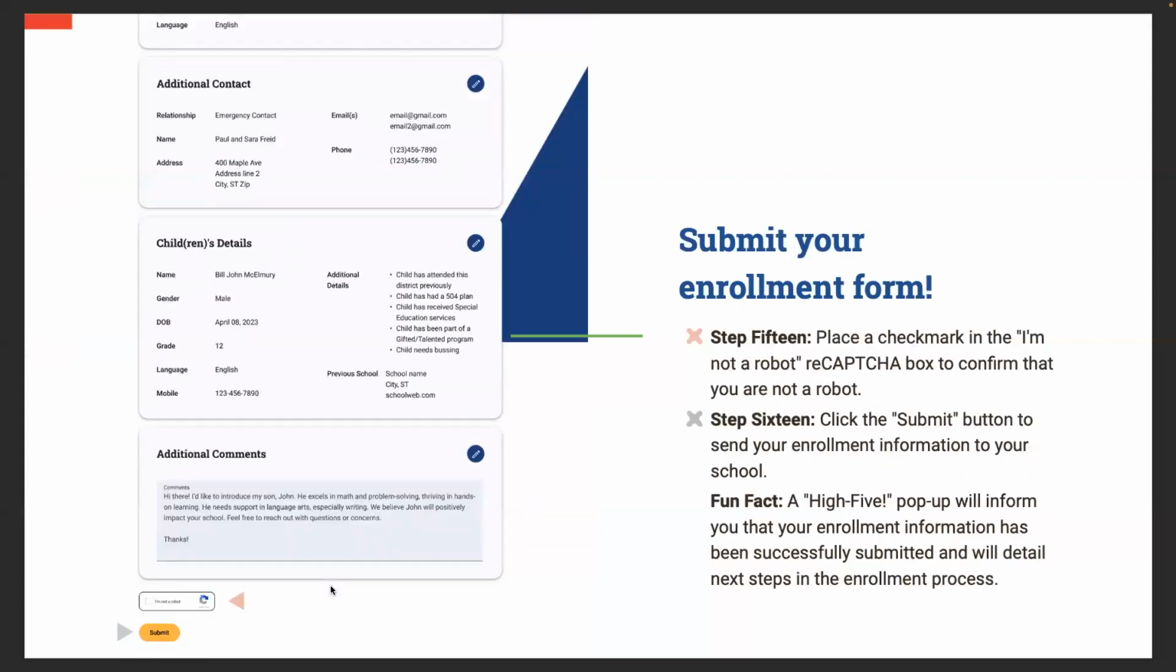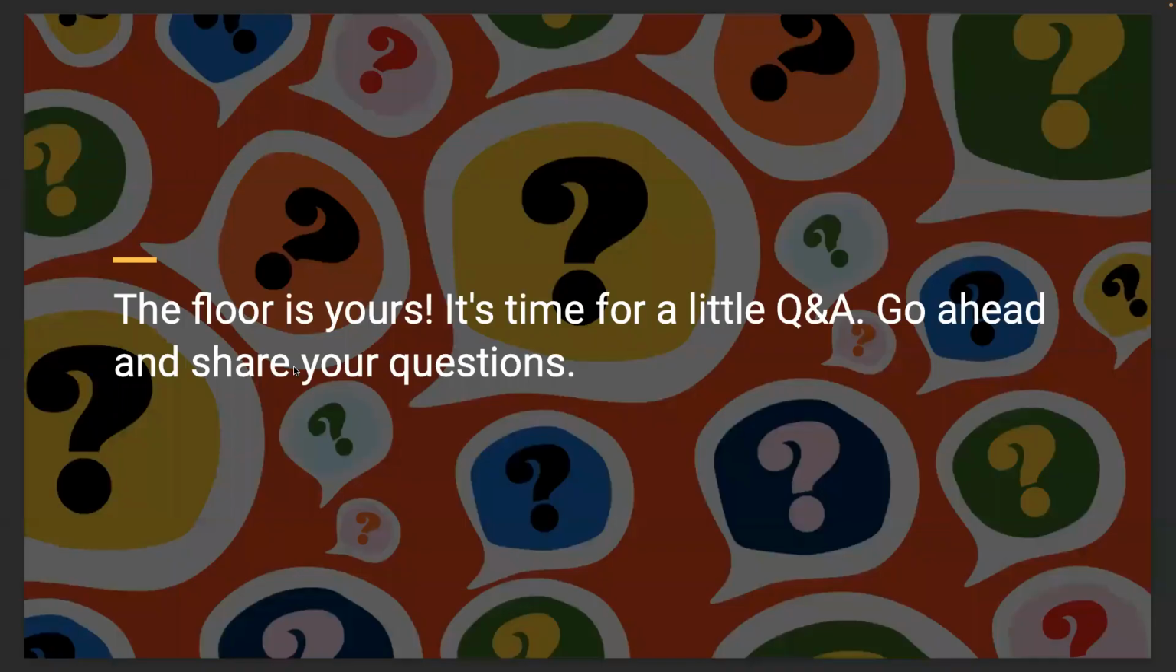Step 15, place a check mark in the I'm not a robot reCAPTCHA box to confirm that you're not a robot. Step 16, click the submit button to send your enrollment form to the school. And fun fact, a high five pop-up will inform you that your enrollment has been successfully submitted and will detail next steps. So once you click submit, you get a little pop-up here that gives you a virtual high five, and it'll tell you what's the next step, whether it's look for an email from the school or whatever that may be.